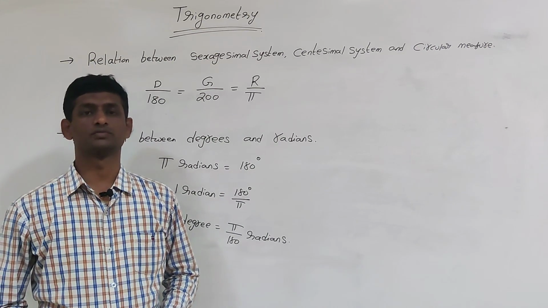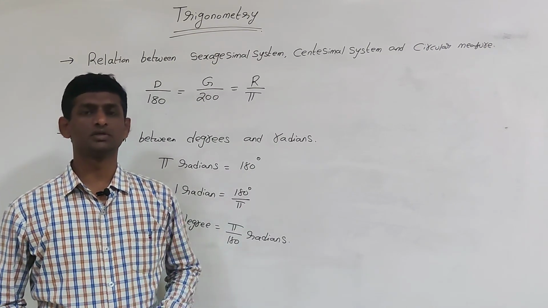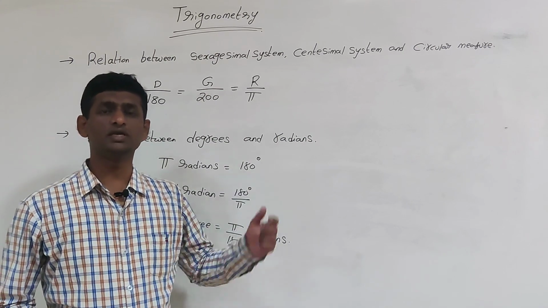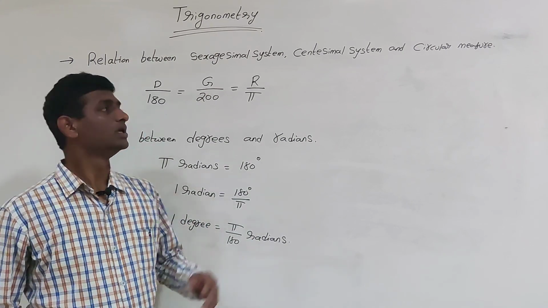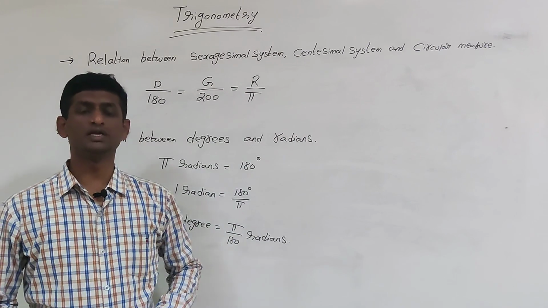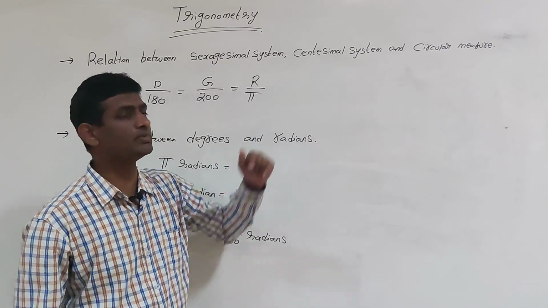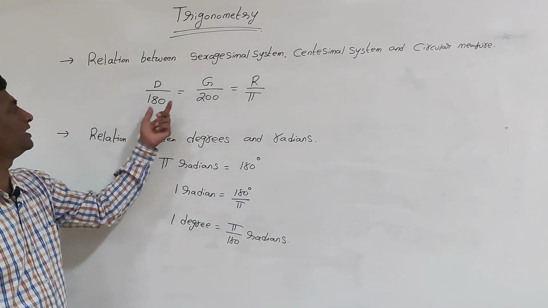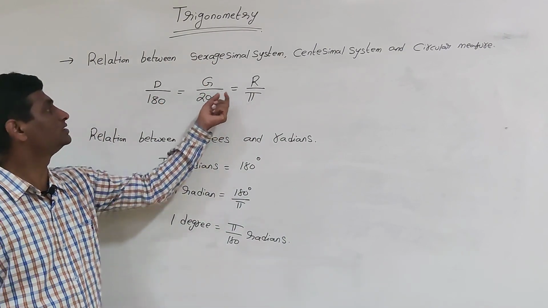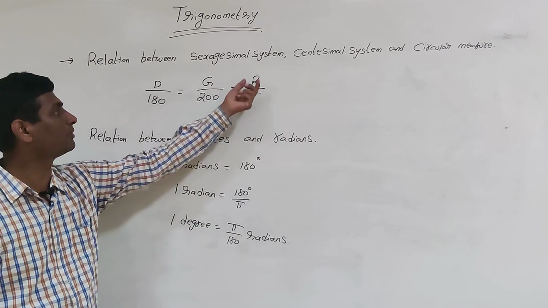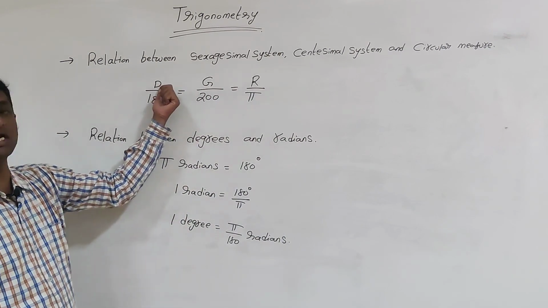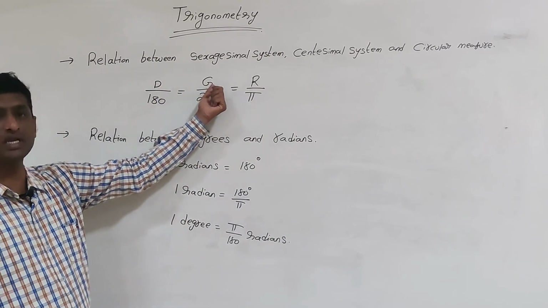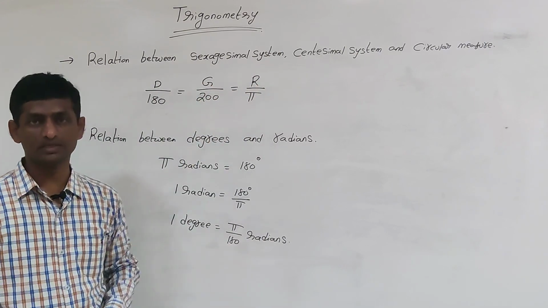Hello students, in the previous class we discussed the relationship between the sexagesimal system, the centesimal system and circular measurement, that is radian. So d by 180 is equal to g by 200 is equal to r by 100, r by pi, where d stands for degrees, g for grades and r for radians.